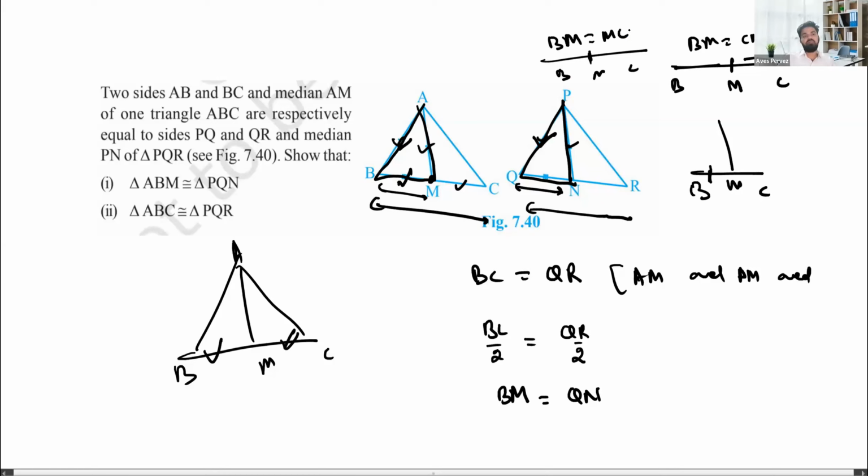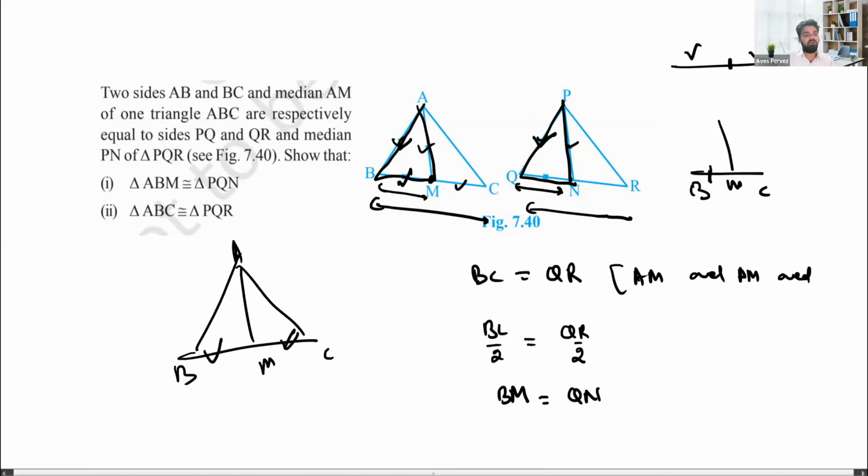What does midpoint mean, Rima? Midpoint means the half of everything. What is half of the line? So if this is a midpoint, this portion will be equal to this portion.